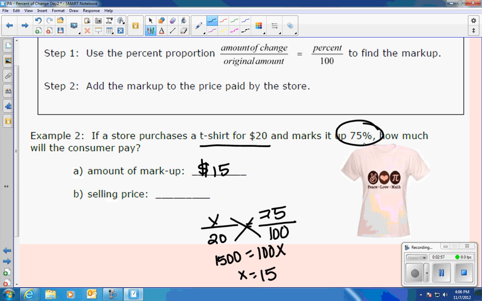Of course, you can do this other ways. You know that 75% is 3/4. So what is 3/4 of this price? Again, you can multiply by 0.75. You can multiply the number by 3/4. You can think about it with the strip models like we did. There are lots and lots of different ways. But this is the proportional way. So if it was originally 20 and we added $15 to that price, then the customer is going to end up paying $35.